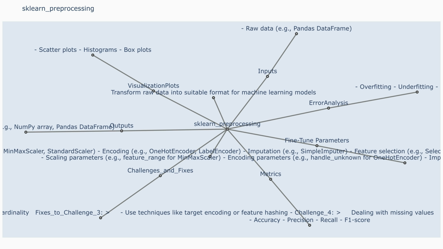Scikit-learn's preprocessing module provides a set of tools for transforming raw data into a format suitable for machine learning algorithms. This is crucial as most algorithms assume that the input data is scaled, centered, and in a specific format.